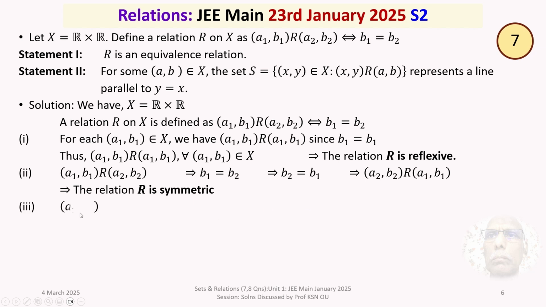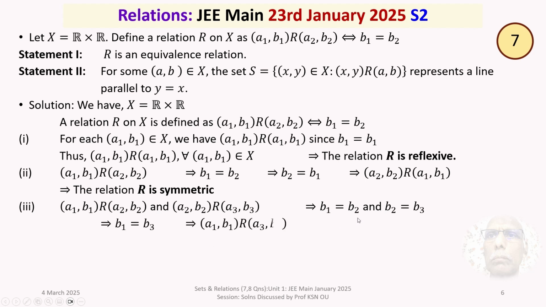Go for the transitivity. So, A1, B1 related to A2, B2 and A2, B2 related to A3, B3 implies from the first, B1 is equal to B2. From the second, you will get B2 is equal to B3. This implies B1 is equal to B3. That means the first ordered pair A1, B1 is related to A3, B3 because B1 is equal to B3. We are using both ways of this if and only if. This implies the relation R is transitive.